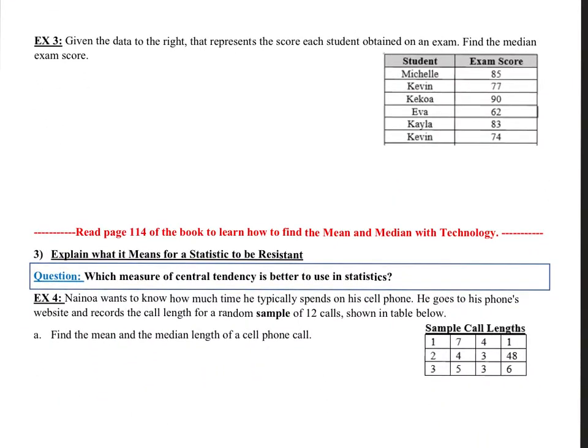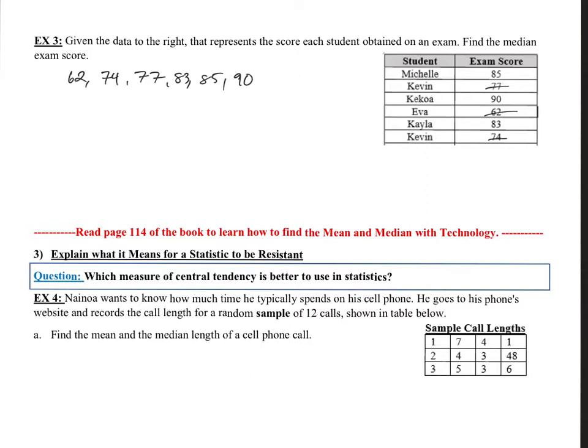All right, let's take a look at the next example. Given the data to the right that represents the score each student obtained on an exam, find the median exam score. So what is our plan? Well, as usual, just write out the data in ascending order. So let's first do that. 62 is the smallest. After that, we have 74, 77, 83, 85, and 90. Yeah, my handwriting's getting messy.